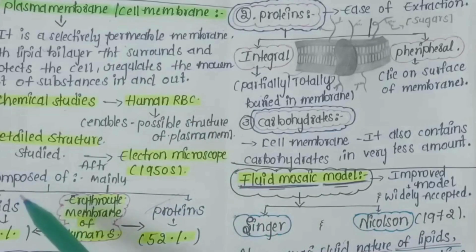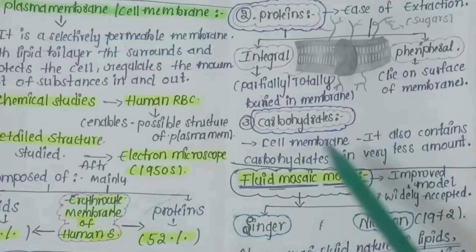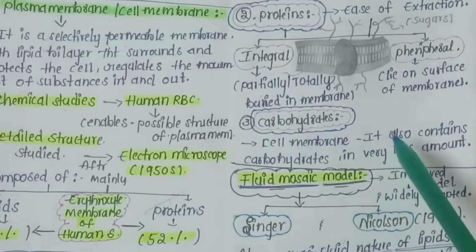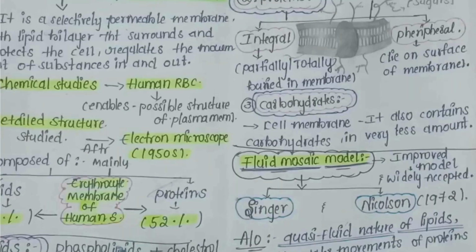Coming to the composition of the plasma membrane, it contains lipids, proteins and carbohydrates. The lipids are 40%, the proteins are 52%, and it also contains carbohydrates on the cell membrane in a very small amount. The lipids include phospholipids and cholesterol. The phospholipids have a hydrophilic polar end towards the outside of the membrane, and saturated hydrocarbon tails towards the inner side, which are hydrophobic in nature.